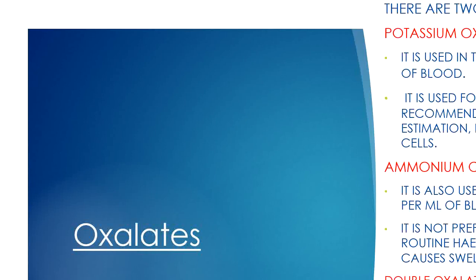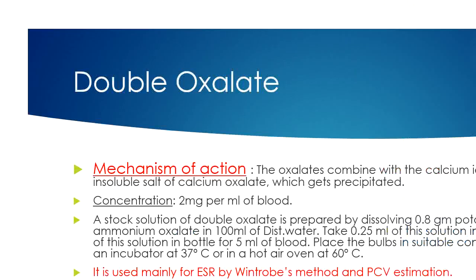Here the shrinkage effect of potassium oxalate is countered by the swelling effect of ammonium oxalate. Double oxalate mechanism of action: it combines with calcium ions present in the blood to form the insoluble salt calcium oxalate. So oxalate combines with the calcium of blood to form calcium oxalate, which is a precipitate. Concentration is 2 milligram per ml of blood.